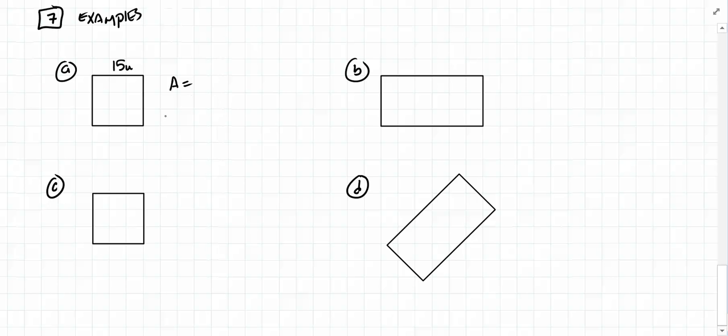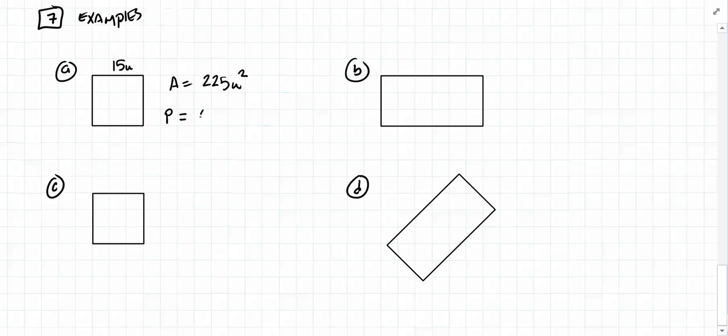This one together. So for part A, if you know that this is a square and one side is 15 units, then the area is going to be what? The area is going to be 15 times 15, which is what? 225 units squared. Very good. And then the perimeter would be what? 60 units. Very good.